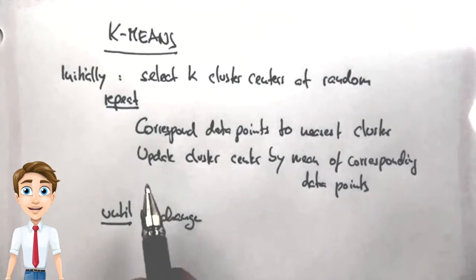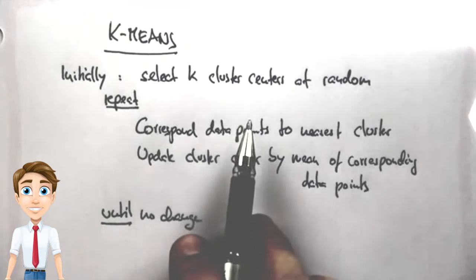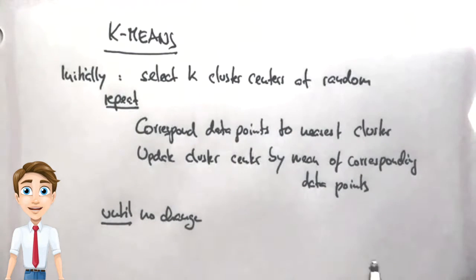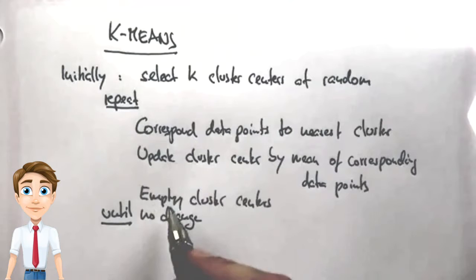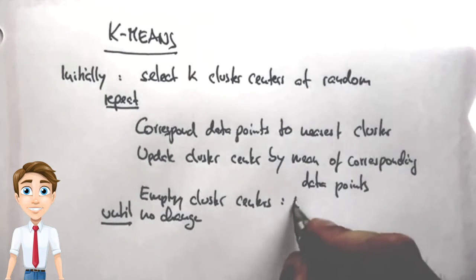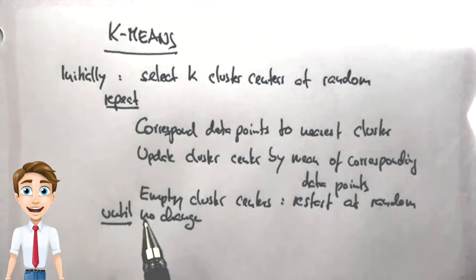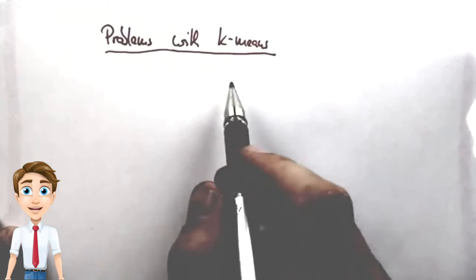Now, special care has to be taken if a cluster center becomes empty. That means no data point is associated, in which case we just restart cluster centers at random that have no corresponding points. Empty cluster centers restart at random. This algorithm is known to converge to a locally optimal clustering of the data points. The general clustering problem is known to be NP-hard, so a locally optimal solution, in a way, is the best we can hope for. Now let me talk about problems with k-means.